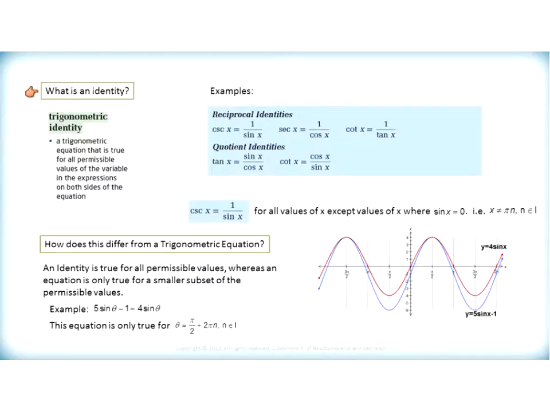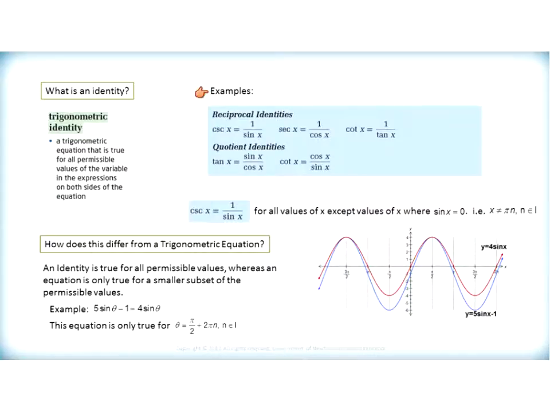Okay, first of all, what is an identity? Well, here's the definition of an identity. A trigonometric identity is a trigonometric equation that is true for all permissible values of the variable in the expression on both sides of the equation. As we proceed through this lesson, we'll get a better understanding of what that statement is actually saying.